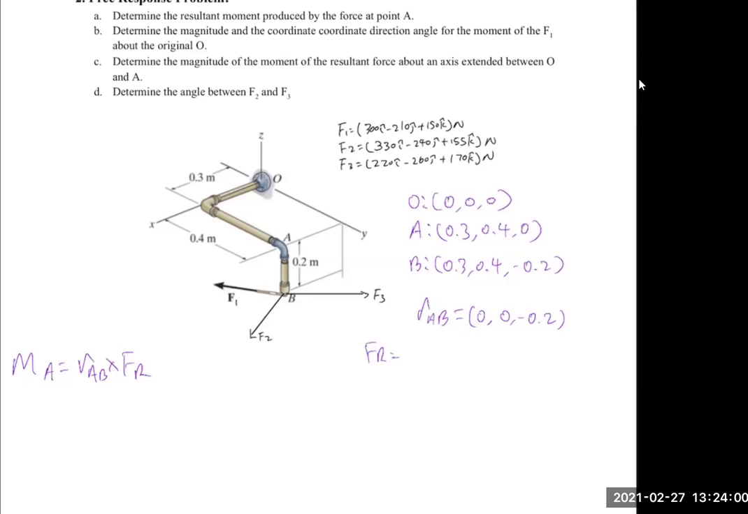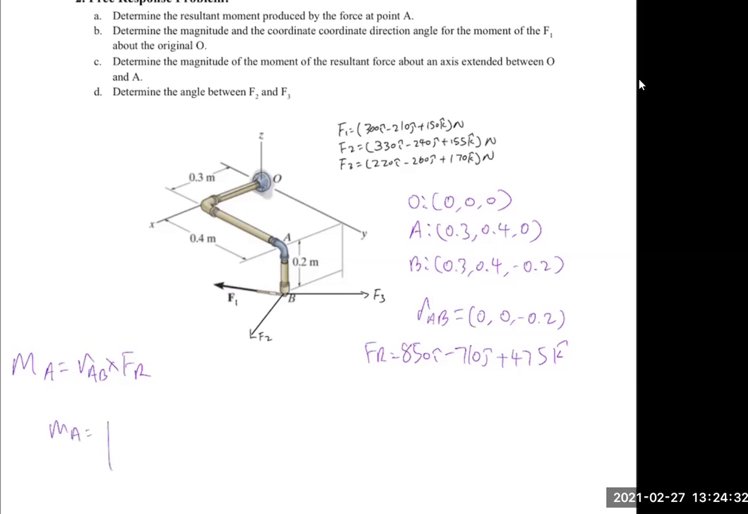FR: 300 plus 330 plus 220, that's 850. Minus 210 minus 240 minus 260, that's negative 710. And then 150 plus 155 plus 170, that's 475. This is my FR. Okay, so I have all the information I need to find out what MA is.